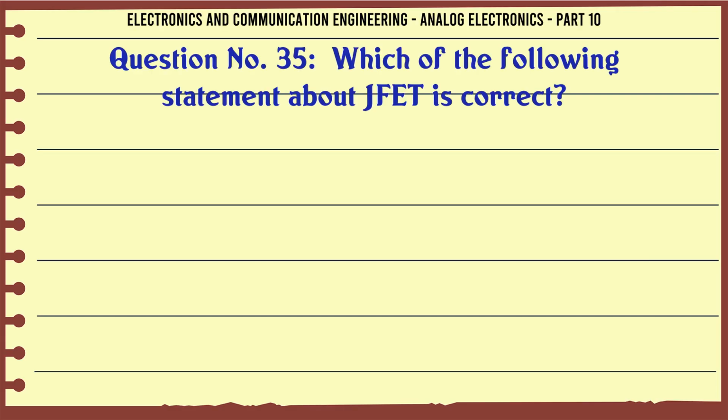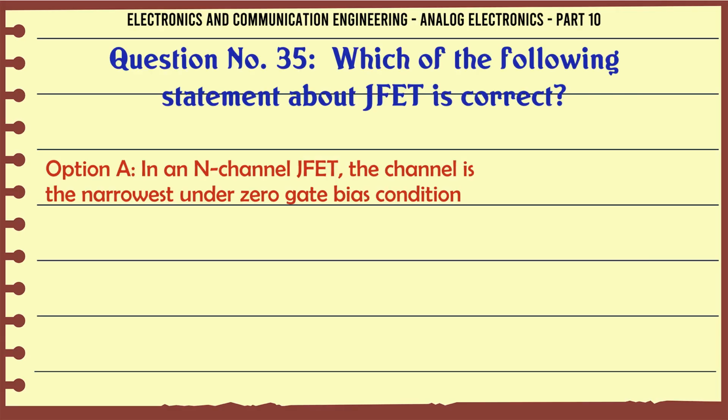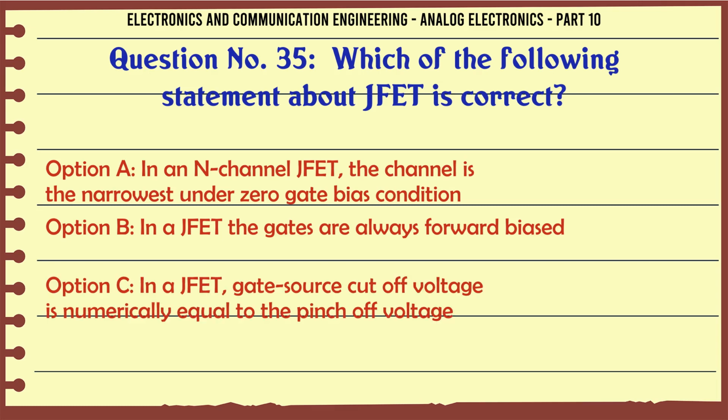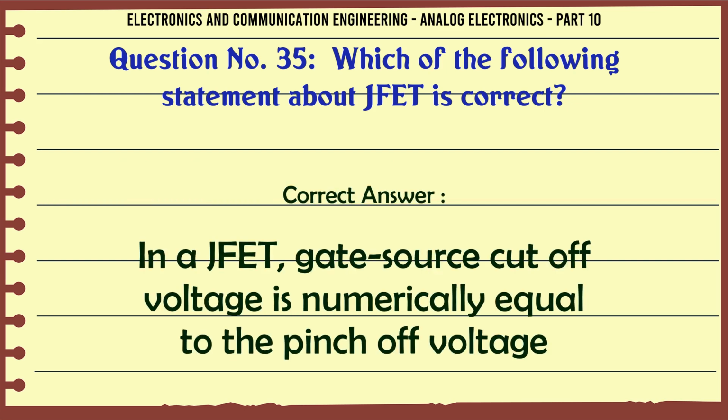Which of the following statements about JFET is correct? A. In an N-channel JFET, the channel is the narrowest under zero gate bias condition. B. In a JFET, the gates are always forward biased. C. In a JFET, gate source cutoff voltage is numerically equal to the pinch off voltage. D. It is a voltage controlled device. The correct answer is C.